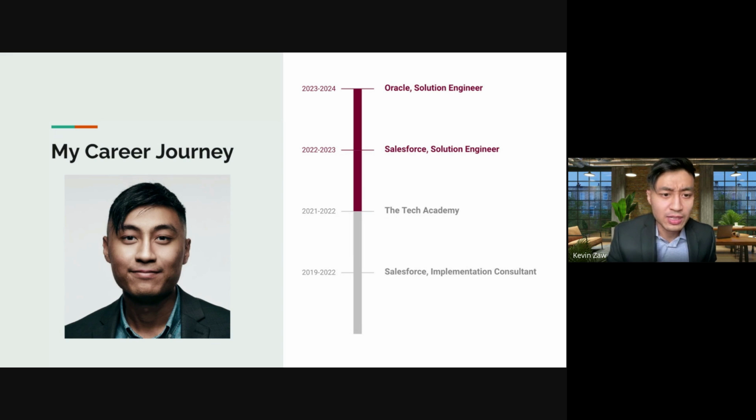technological knowledge. So to build this foundation, I joined the Tech Academy, which provided me a comprehensive view of relevant technologies. And after graduating Tech Academy, I transitioned into a solution engineer role at Salesforce. And later in 2023, I moved to Oracle, where I currently work as a solution engineer. And it's been a rewarding and enjoyable experience ever since.